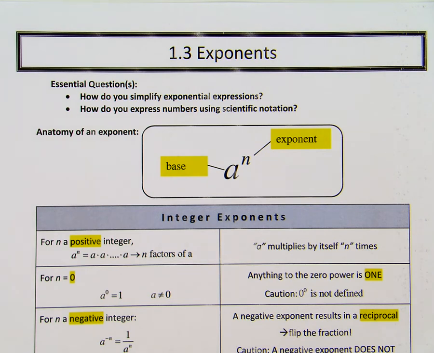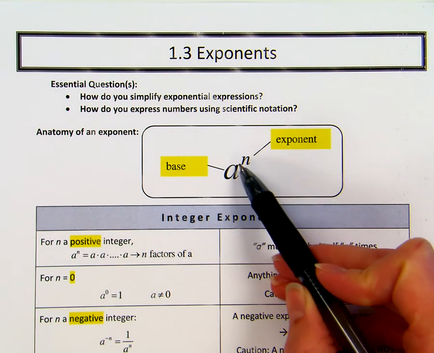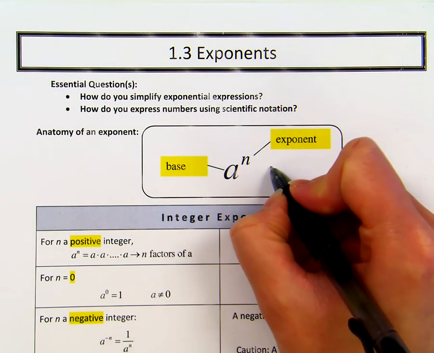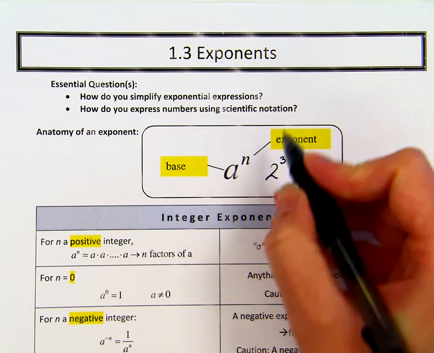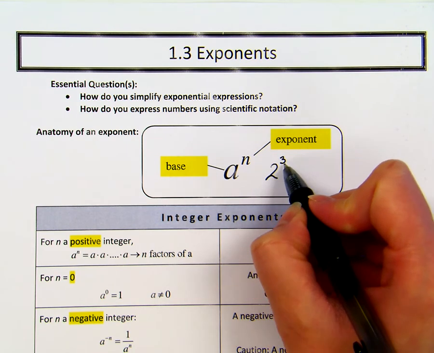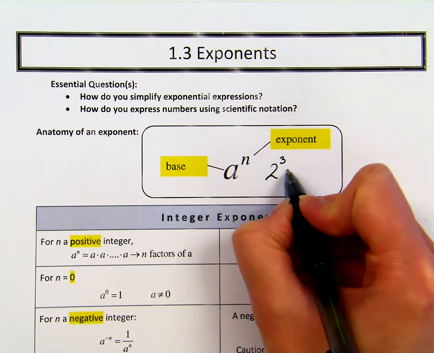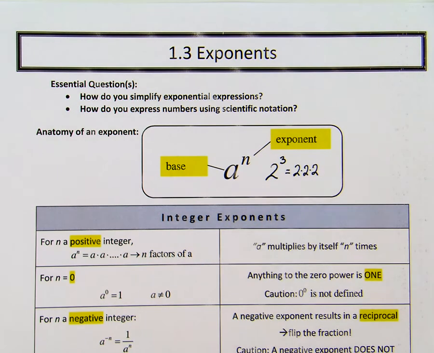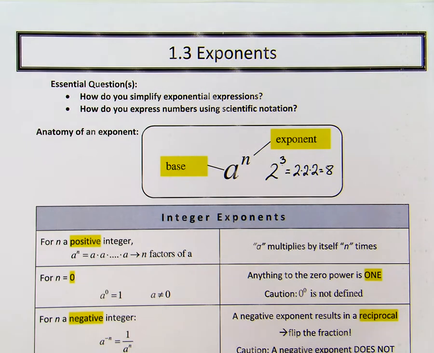Section 1.3, Exponents. Now an exponent is the little number we see next to a large base number. That exponent tells us how many times we multiply that base number by itself. For example, 2 raised to the third power, or 2 cubed, where 2 is our base number and 3 is our exponent, tells us that we take that value of 2 and we multiply it by itself 3 times. So 2 times 2 times 2, we get a value of 8. So 2 cubed is the same as 8.